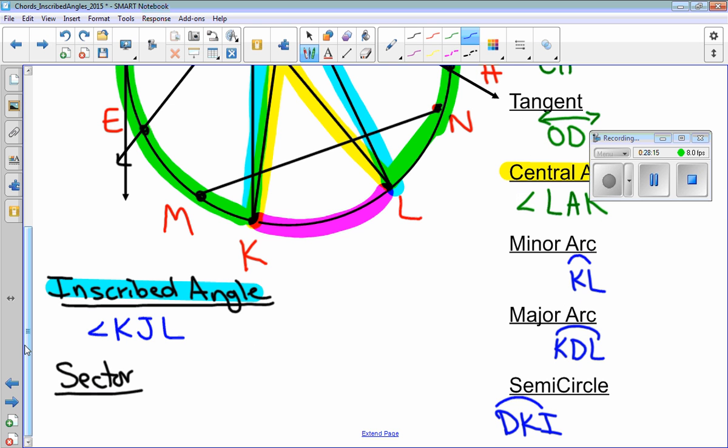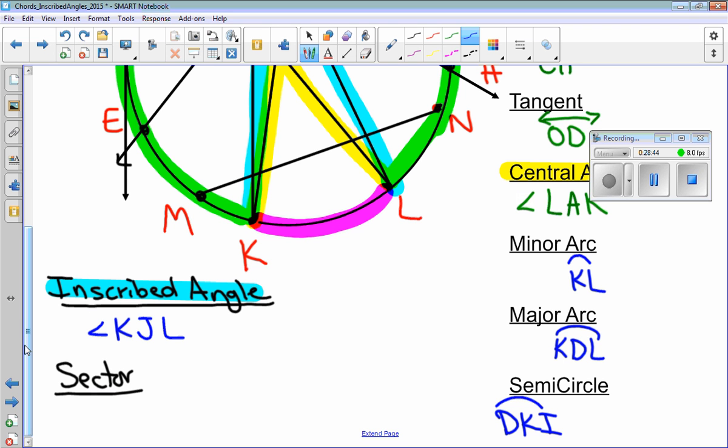So the last thing is a sector. What's a sector? You know what a sector is, Julian? Oh, sure. Well, a semicircle wouldn't be major because it's exactly 180 degrees. It just has three letters, but the endpoints would be on the diameter. Okay?